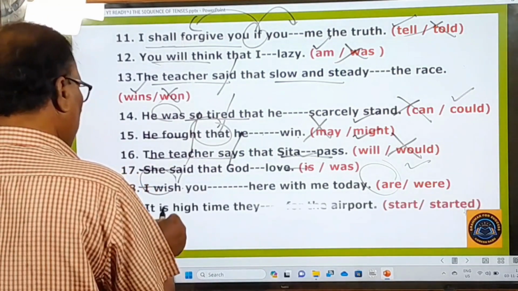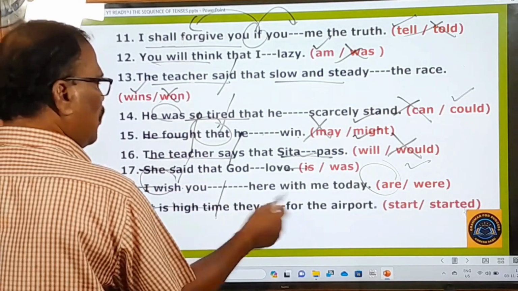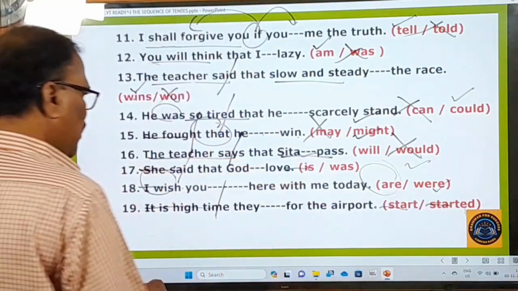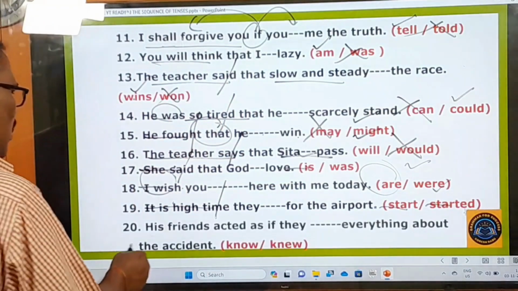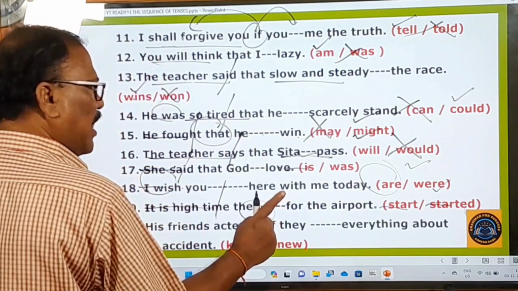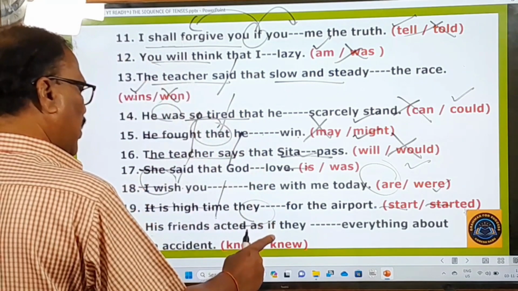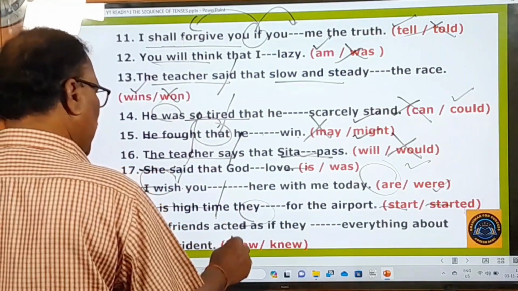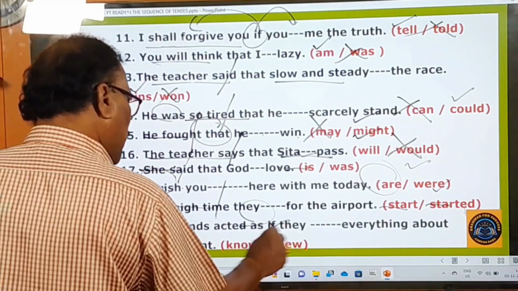And the 19th one is that it is high time. After high time, you should use only the past tense. Start is present tense and started is past tense. Started must be used there. And the last one here is, his friends acted as if. After as if, I have already told you that you should use only the past tense. Okay, they dash everything about the accident. Then knew must be used, not know.